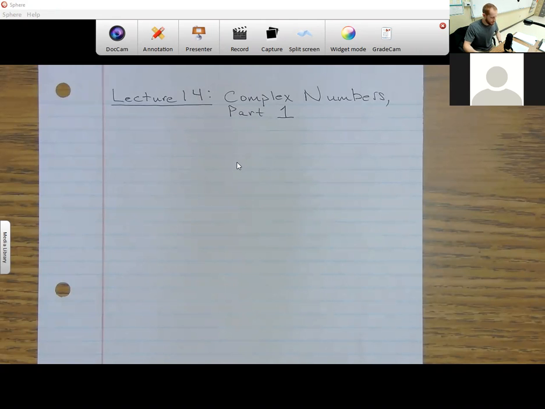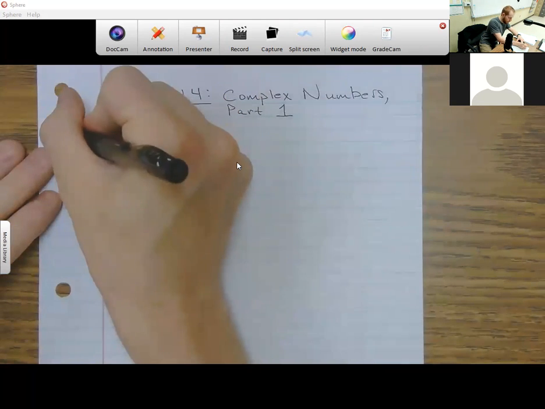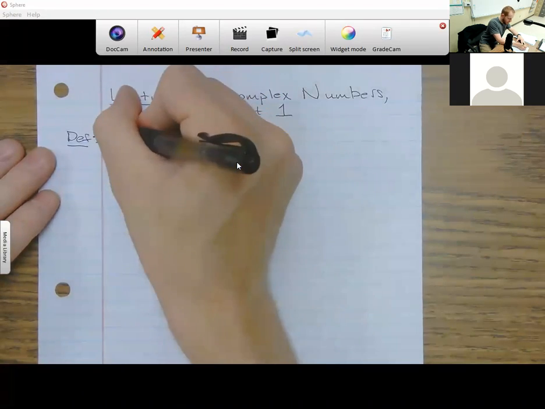All right, let's go ahead and get started. So the complex numbers can be defined as this. So let's start off with the definition. What is a complex number?